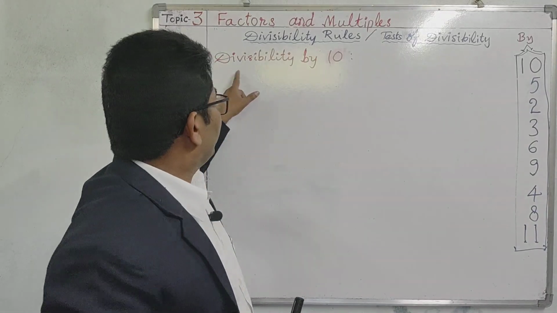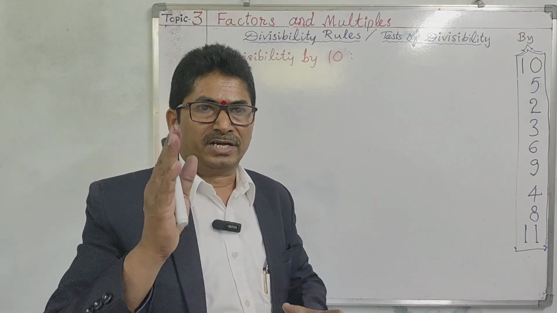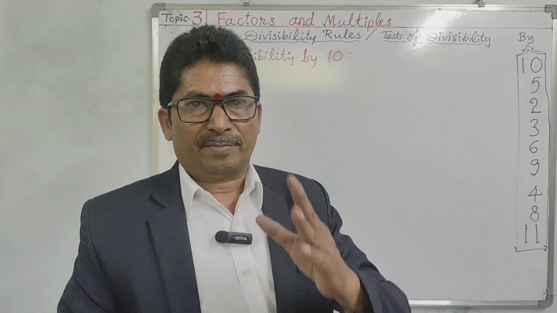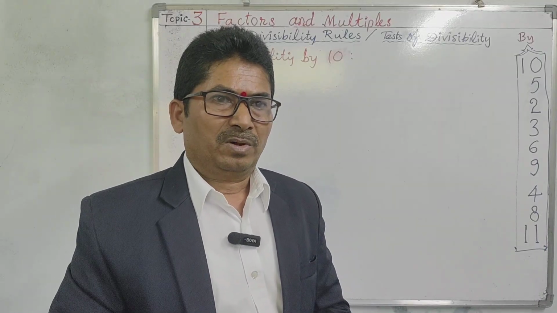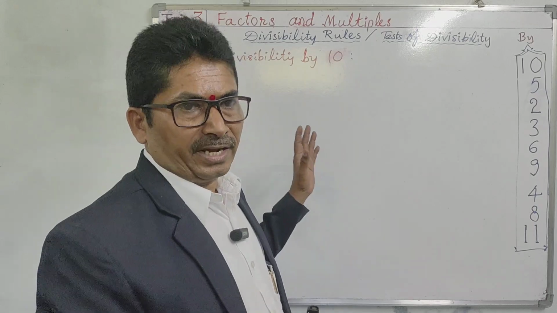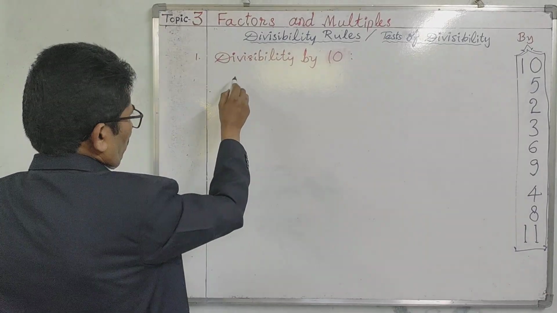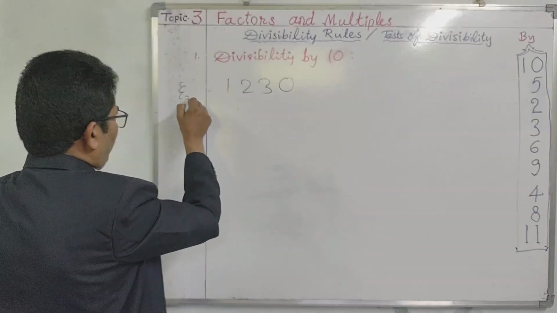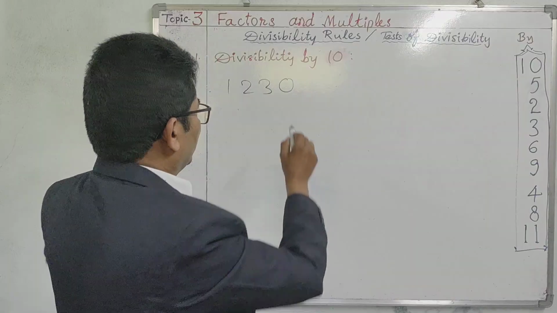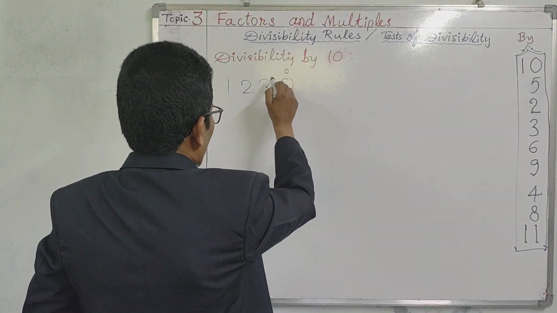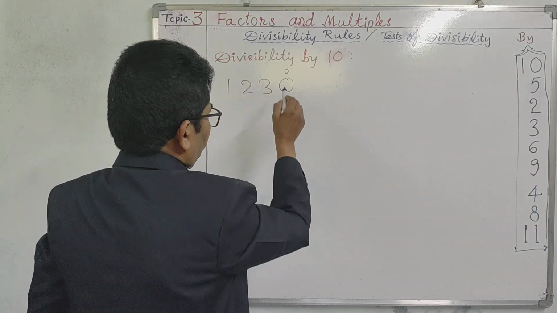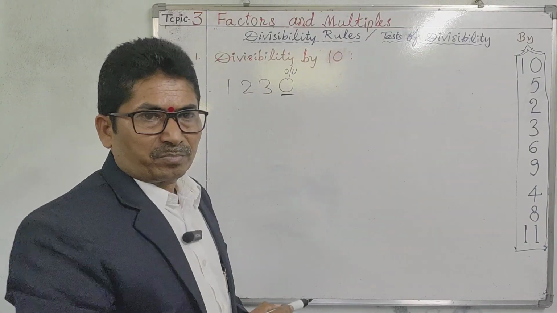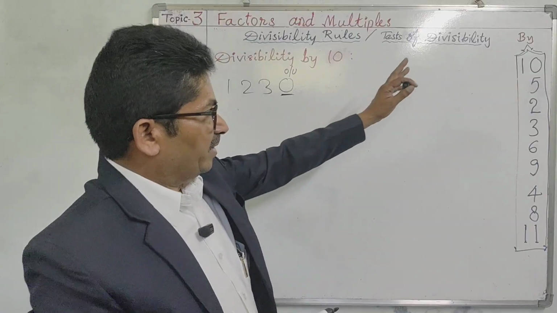First one, divisibility by 10. What is the divisibility rule of 10? If a number has 0 in ones place, then the number is exactly divisible by 10. To understand this, let us take an example: 1230. Here we have ones, tens, hundreds, thousands. We have to check the ones or units place. If it is 0, then it is divisible by 10.